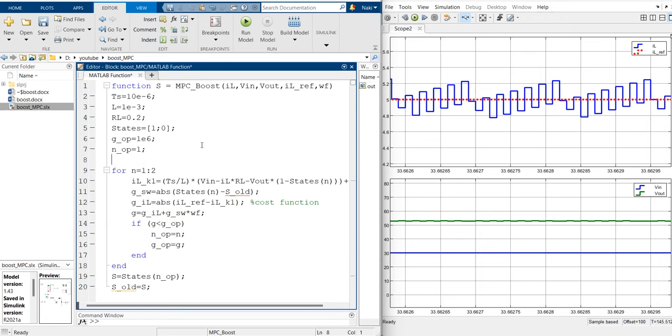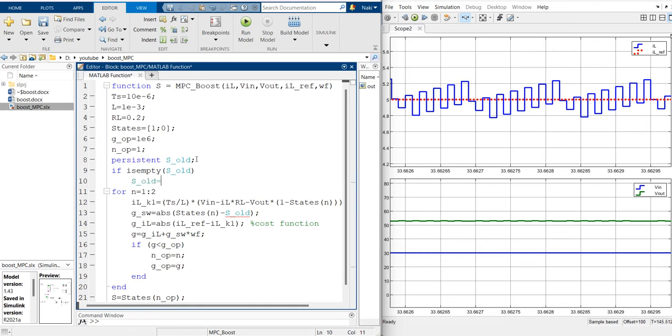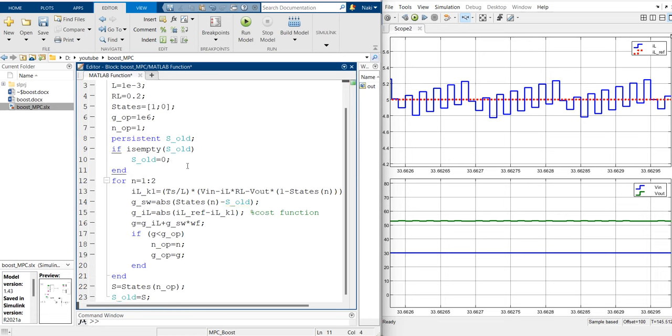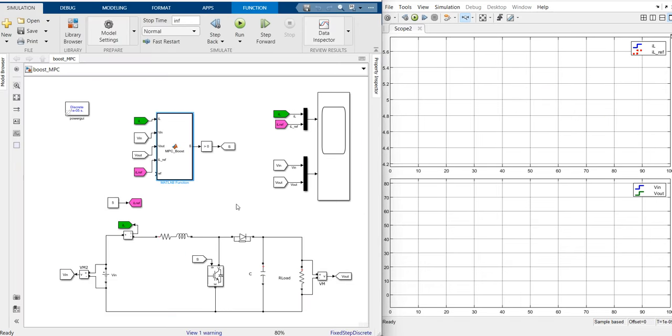It will be the previous value, and S old will store the S value here. So we need a persistent variable S old. Okay, now it seems to be ready. We can return back to Simulink.